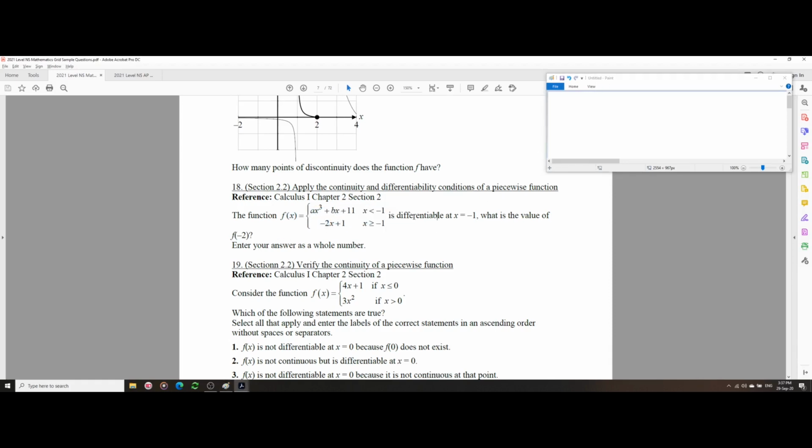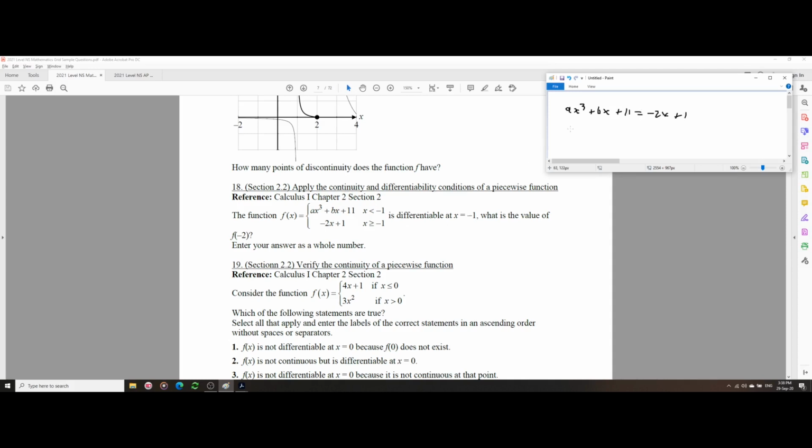So the word differentiable tells you two things: the function's left-hand derivative is equal to its right-hand derivative at that -1, and also, it's necessarily continuous. And the rule for continuity is that the left-hand limit at that x is equal to the right-hand limit at that point. So with that, we'll just equate the two polynomials for continuity: ax cubed plus bx plus 11 equals -2x plus 1.